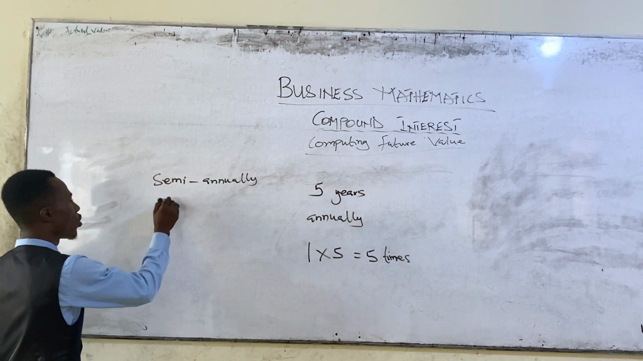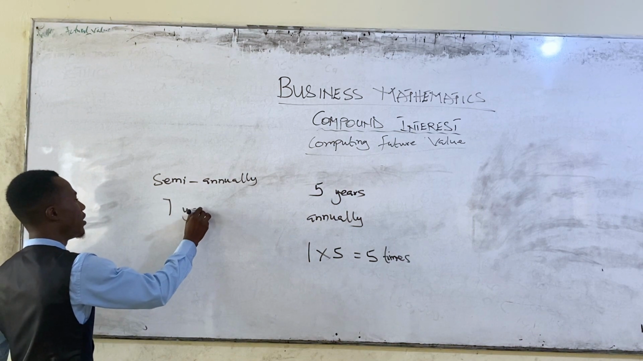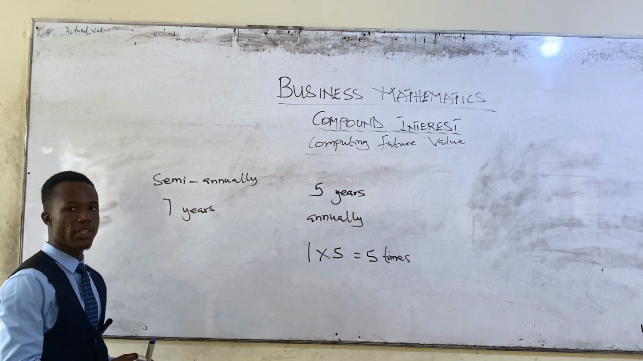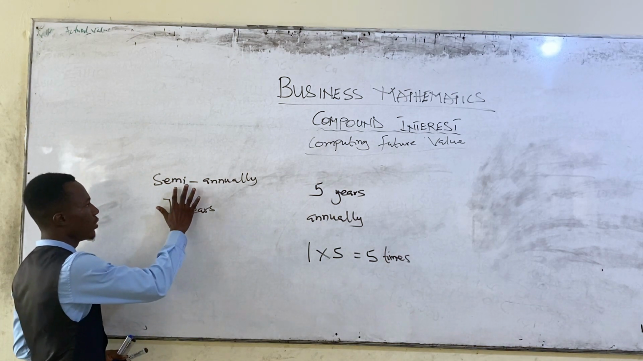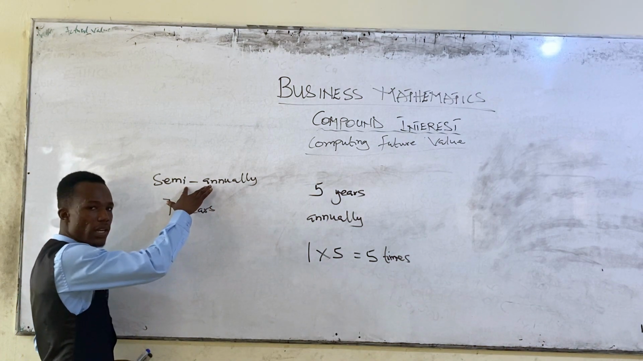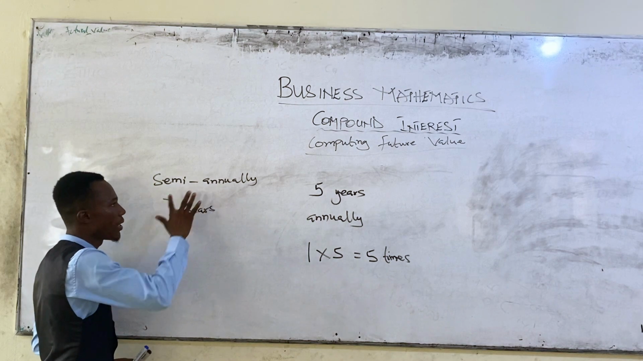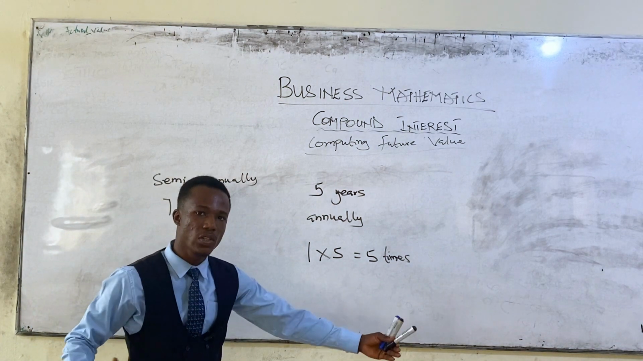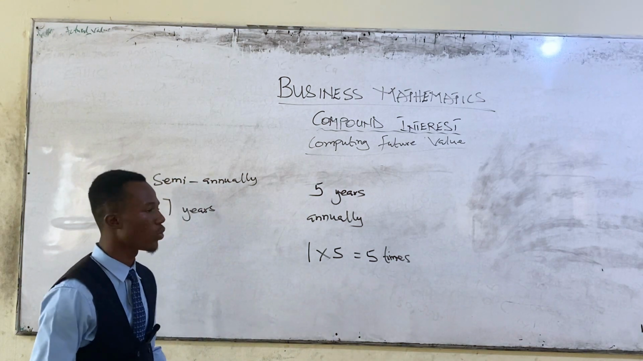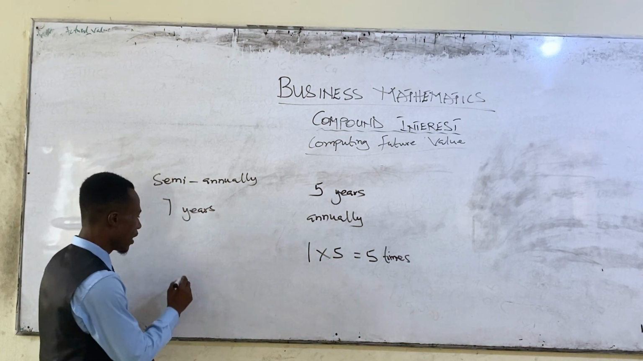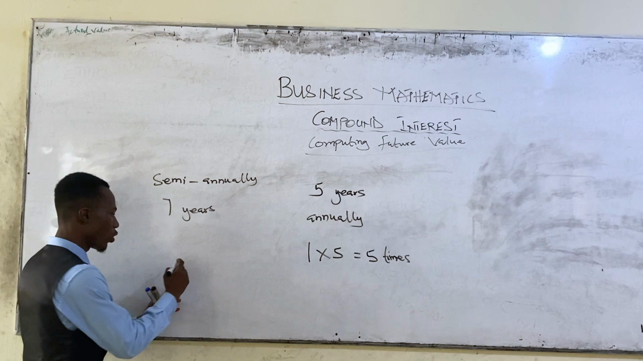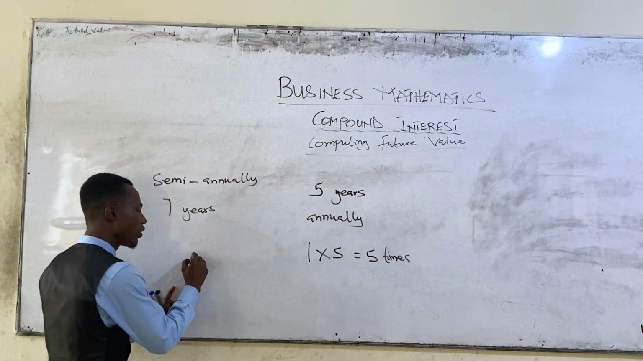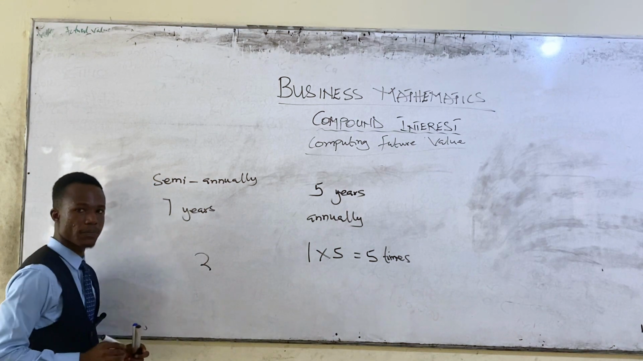Semi-annually. For what? 7 years. For 7 years. So you see there is semi-annually here. Right? So semi-annually here means that in a single year, we are supposed to compound the loan twice. So it means each and every year we are going to calculate the interest 2 times.